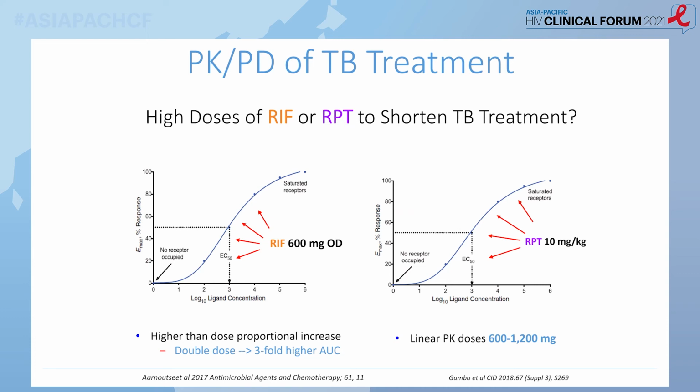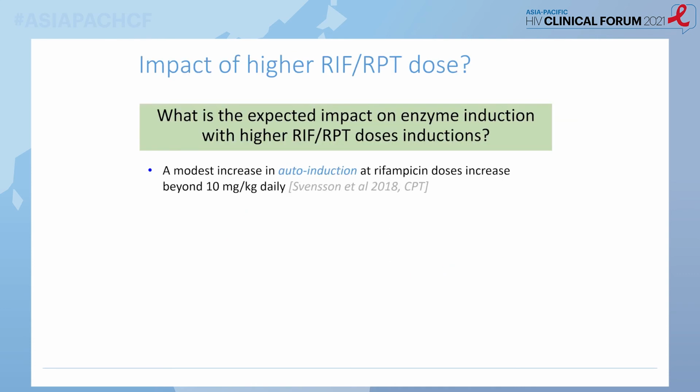But from a pharmacological standpoint, this raises a question: if you're increasing the dose, how does this impact the enzyme induction, which we've just been talking about for the drugs that we've discussed? Is it going to increase the enzyme induction? Do we have to repeat these drug-drug interaction studies? If we're going to higher rifapentine and higher rifabutin doses, what does this mean in terms of enzyme induction?